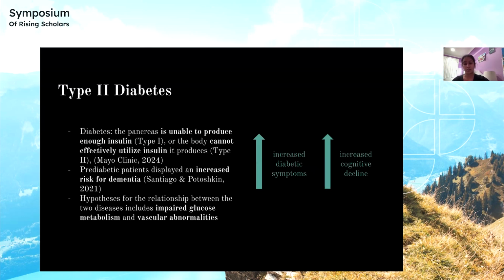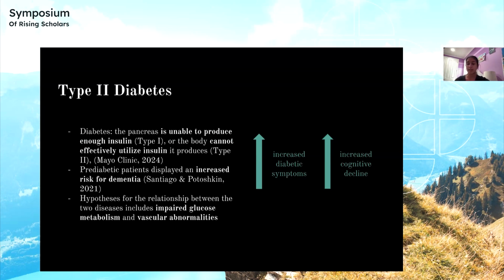It's a chronic disease where either the pancreas is unable to produce enough insulin, a hormone that regulates the amount of glucose in the bloodstream, as seen in type 1 diabetes, or the body cannot effectively utilize the insulin it produces, as seen in type 2 diabetes. Type 2 diabetes, in particular, is associated with an increased risk of Alzheimer's disease in a variety of populations.